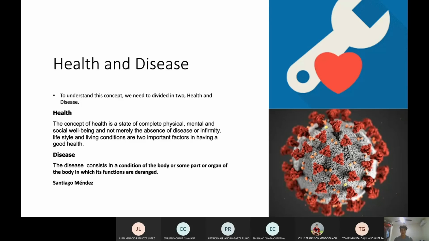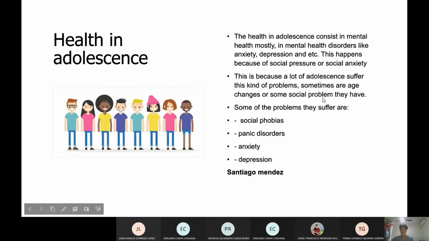Disease. The disease consists in a condition of the body in which the body's functions are endangered.